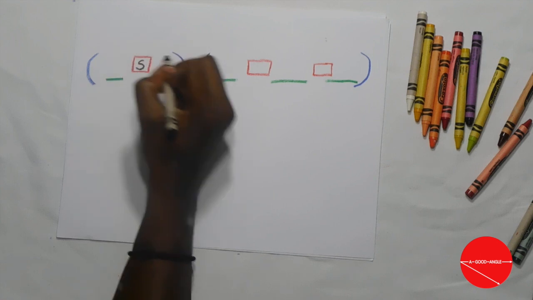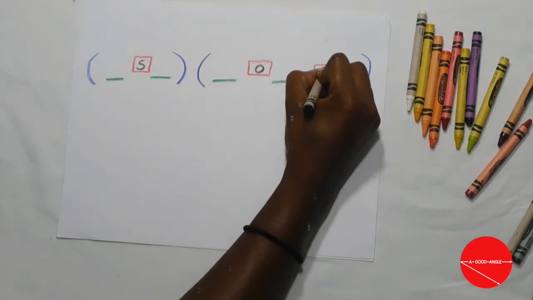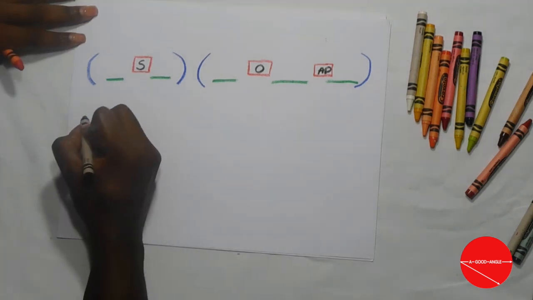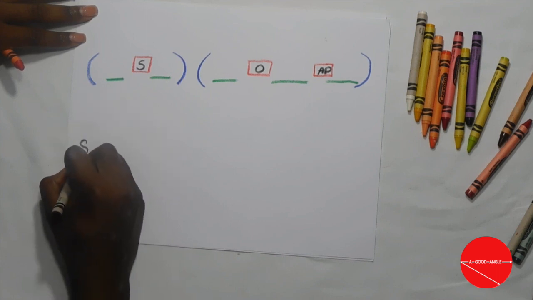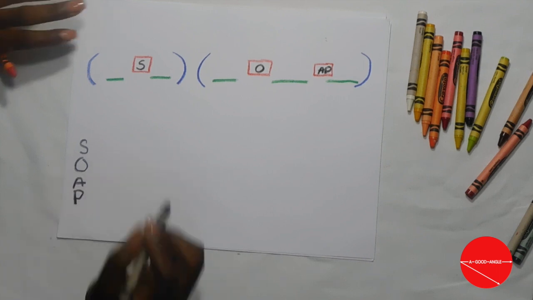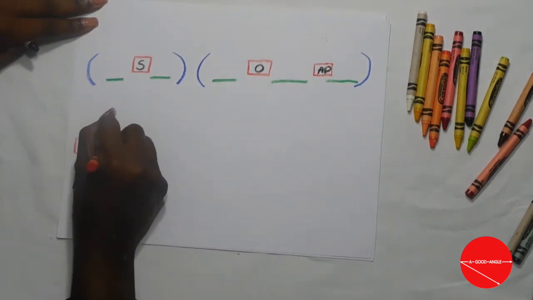Same, opposite, A and P, always positive. So the same sign from the problem, then the opposite sign from the problem, then always positive, that last one, so always a plus. So this is SOAP: same, opposite, always positive.